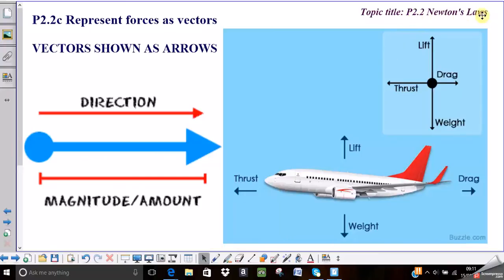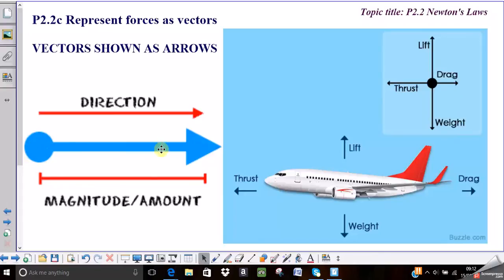Newton's laws of physics represent forces as vectors. Now these vectors, these forces, we're going to be showing them as arrows, because an arrow has a point where it starts, an origin, has a direction, and it has a certain length. Now the point of origin will show where the force is starting.